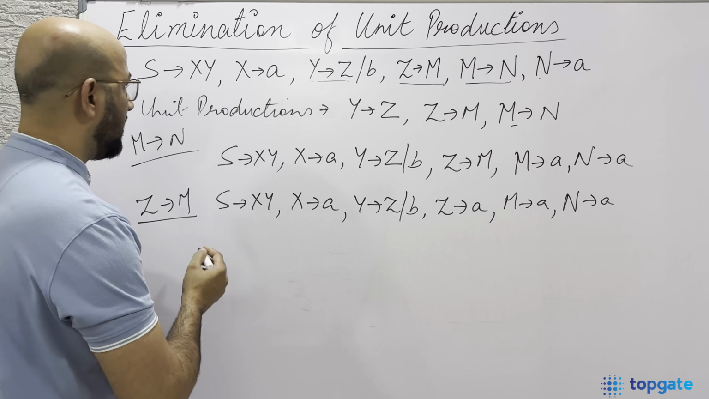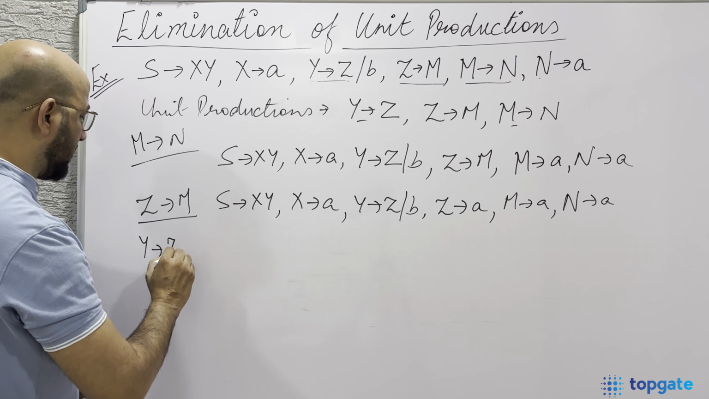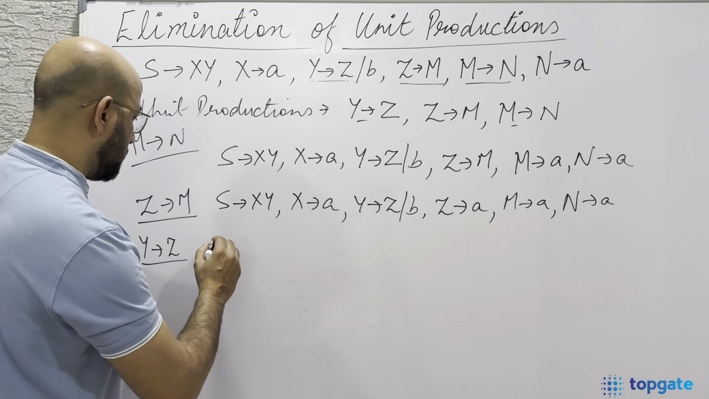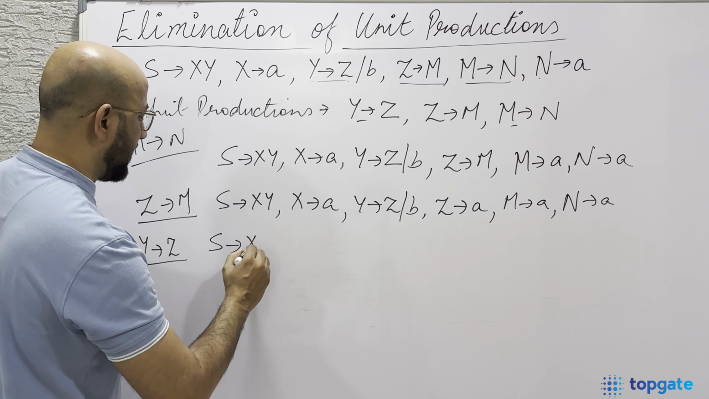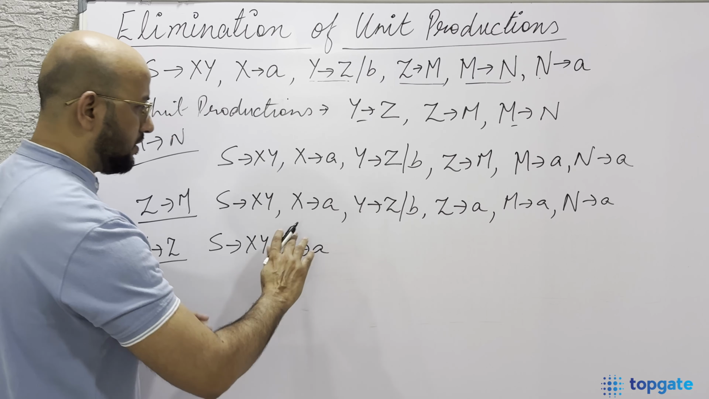Okay, now the last one is we have y tends to z. So now let's remove y tends to z also. So I'll again rewrite the rules. So we have s tends to xy, that will again remain as it is. Then we have x tends to a as it is.